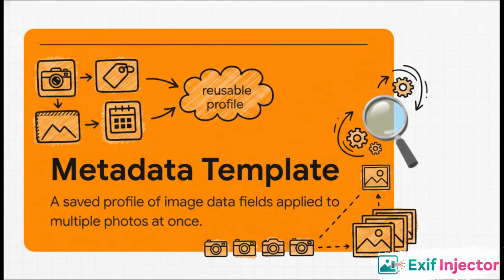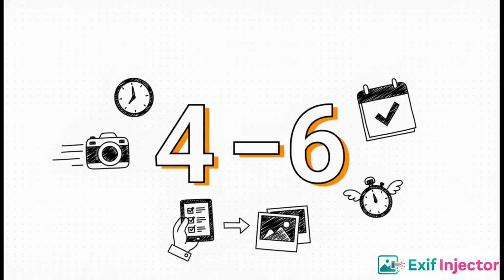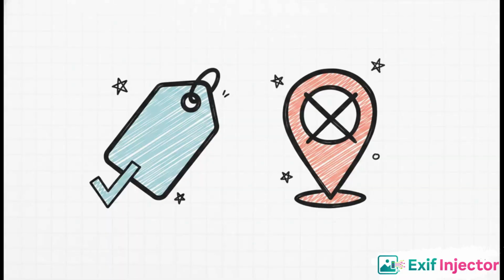Enter the metadata template. It's basically a reusable profile of data fields you can apply to multiple photos instantly. The time savings are absolutely staggering. What takes 5 grueling hours manually takes literally 5 minutes with automation. Right, by using injection tools, pros are reclaiming an average of 4 to 6 hours per shoot. Prioritize copyright and keywords for that sweet SEO power. But pro tip, definitely skip GPS fields for privacy.